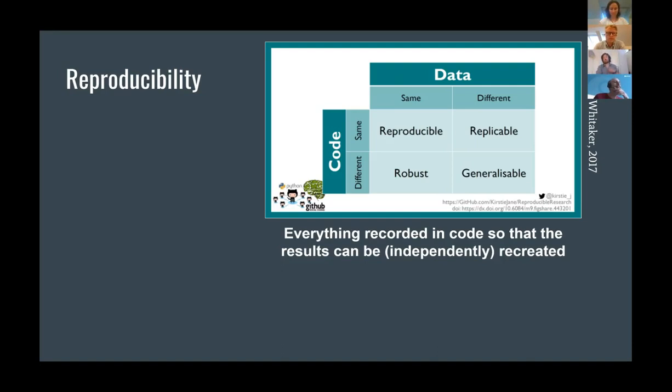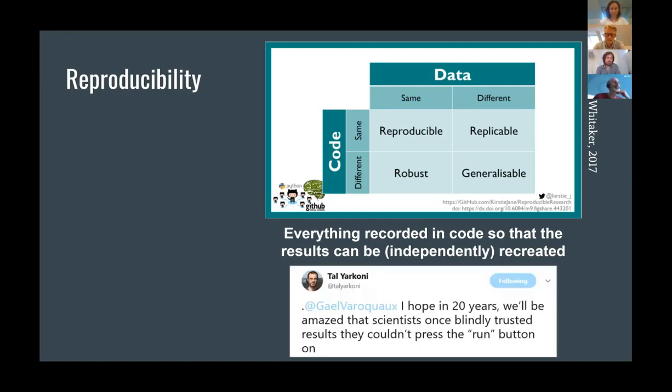When it comes to independent researchers, it's aimed to increase transparency. There was a great description: I hope in 20 years, we'll be amazed that scientists once blindly trusted results they couldn't press the run button on. That's kind of the idea here with reproducibility. But despite all of the upfront work of making sure that everything is instantiated in the code, it also has benefits for me as a researcher and for you.